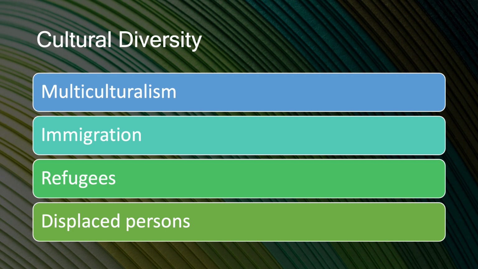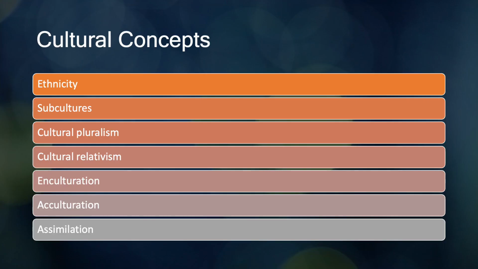Canada prides itself on being a multicultural nation. And what that means is that we have multiple cultures coexisting within one place. And that creates cultural diversity. And it's brought through multiple mechanisms, but some of them are through immigration, refugees, and displaced persons. There's many different concepts that come with understanding culture, and so this slide has a bunch of different terms.